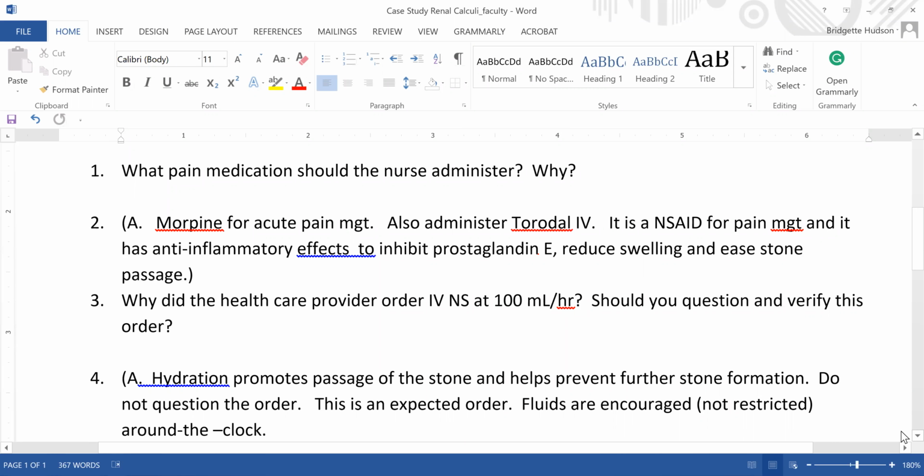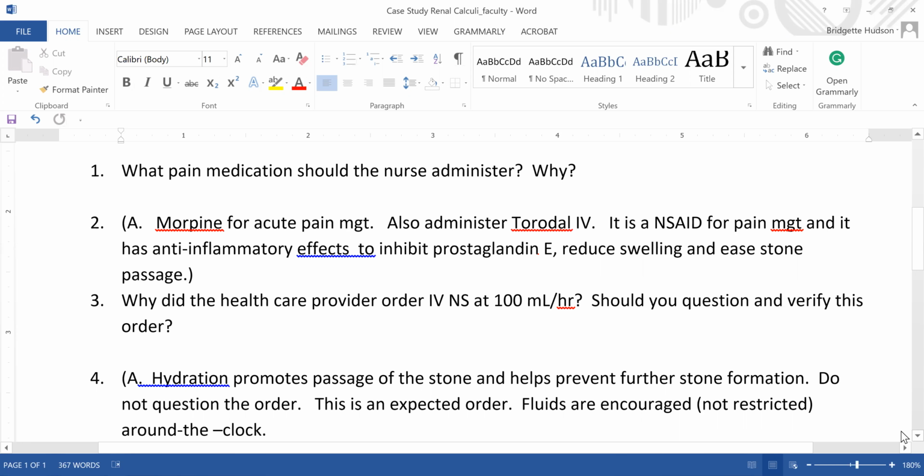So if a person has gout, or if we're trying to prevent gouty stones or decrease uric acid levels, we're going to give them allopurinol. And the other one is hydrochlorothiazide, which is a diuretic. So that's going to decrease calcium in the urine.